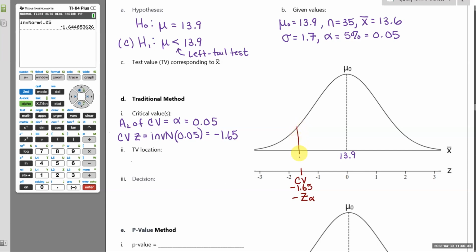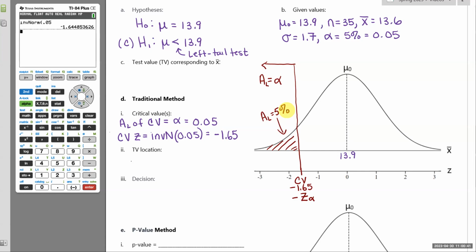And then that critical value was based on making this area to the left of it. It's going to continue up here. So that area to the left of it, because it was a left-tail test, is our alpha. So that area, oops, I miswrote right. That area to the left is 5%. Okay, that is the setup for the traditional method.